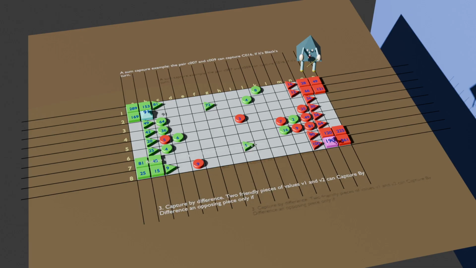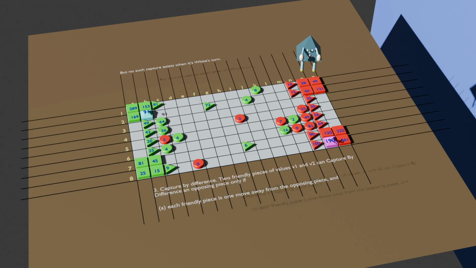3. Capture by difference. 2 friendly pieces of values v1 and v2 can capture by difference an opposing piece only if a. Each friendly piece is one move away from the opposing piece, and b. The opposing piece has value v2 minus v1.